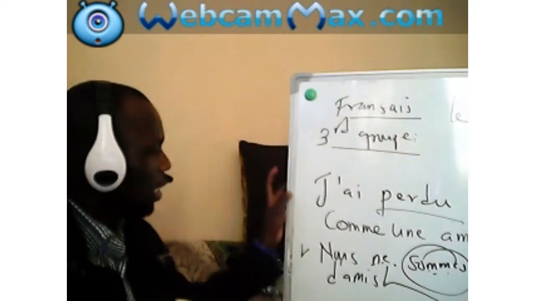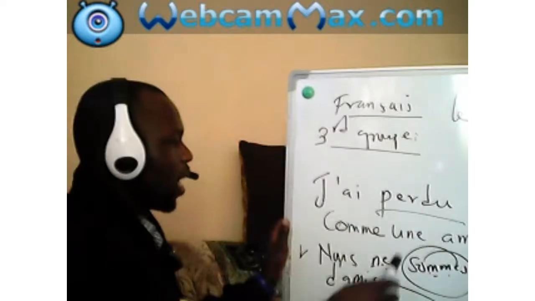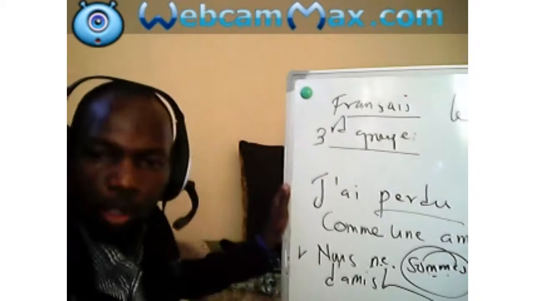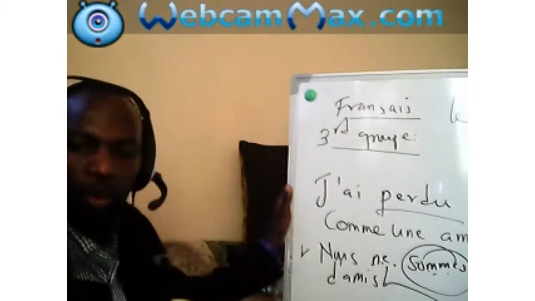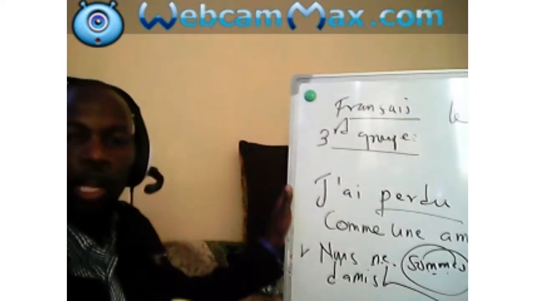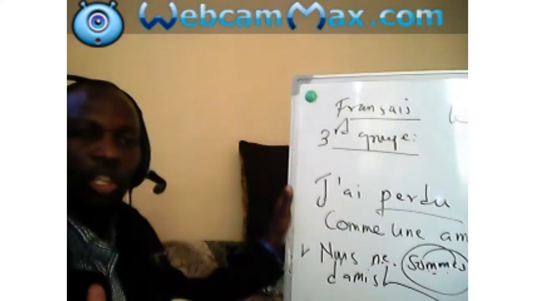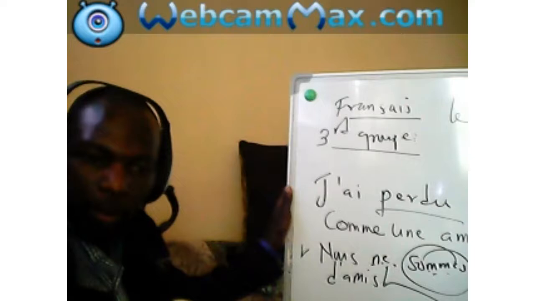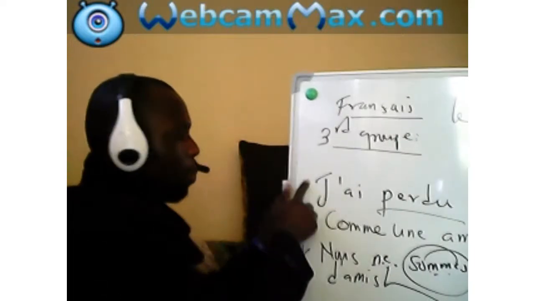So these verbs are given to you. Remember the RE changes to U. The verb perdre is perdu. The verb entendre is entendu, heard. The verb répondre, répondu. J'ai répondu au téléphone. I answered, or I responded, or I replied to the call. J'ai répondu à votre email. I responded to your email. So basically, that is how those verbs form their past participle.